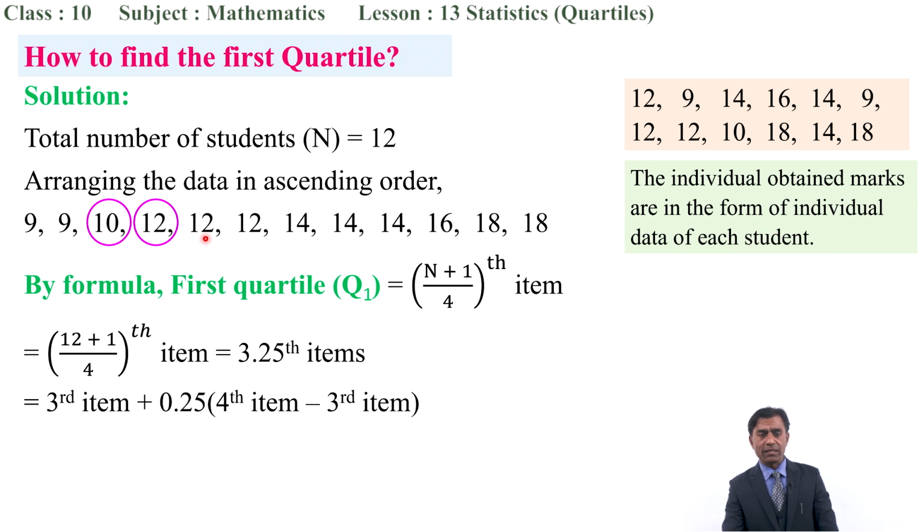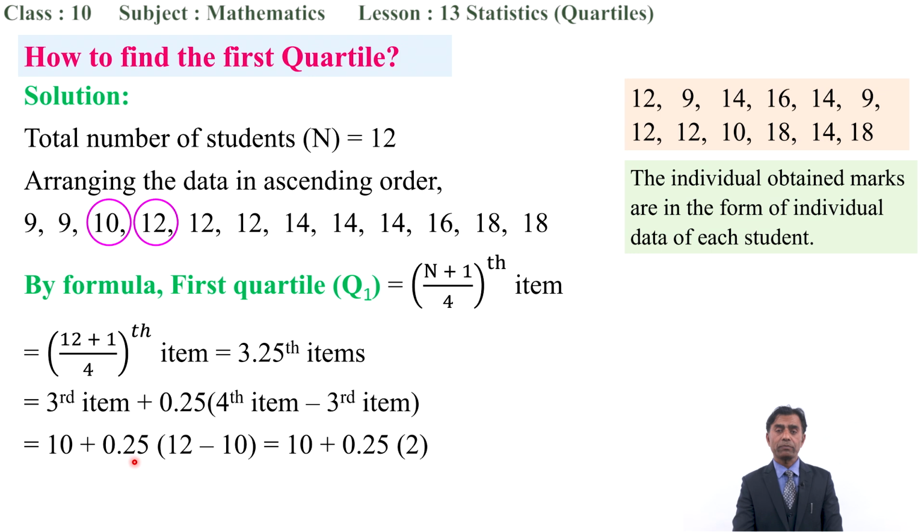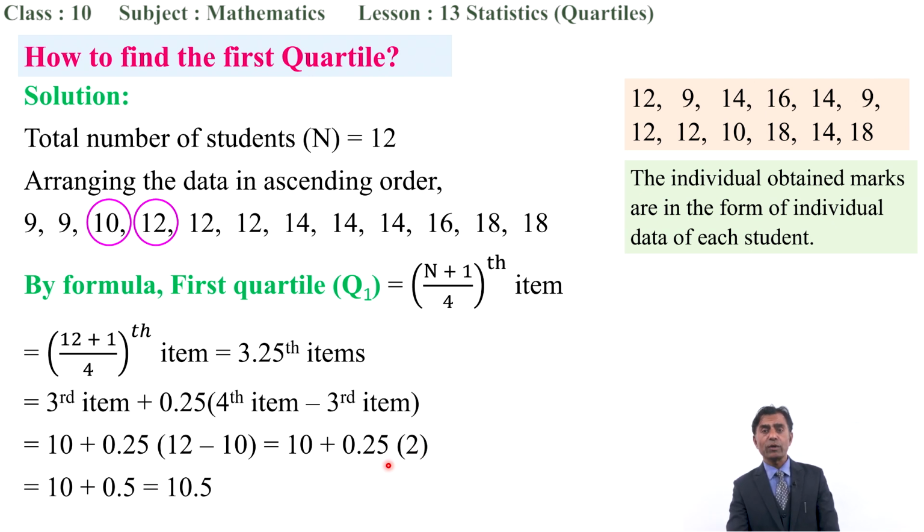Then write the third item. Here you can see on the screen, the third item is 10. So write the value of the third item, 10, plus 0.25 times the fourth item, 12, minus the third item, 10. Simplify: 10 plus 0.25 times 2, since 12 minus 10 is 2. 0.25 times 2 is 0.5, and 10 plus 0.5 is 10.5. So we got the first quartile as 10.5 for the given data.